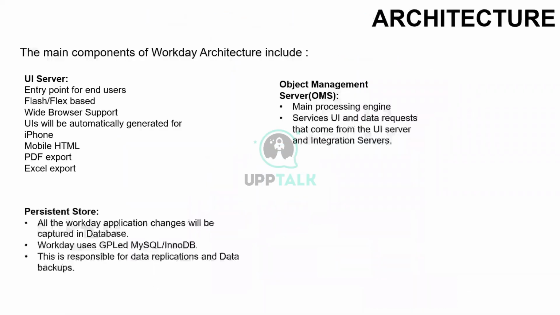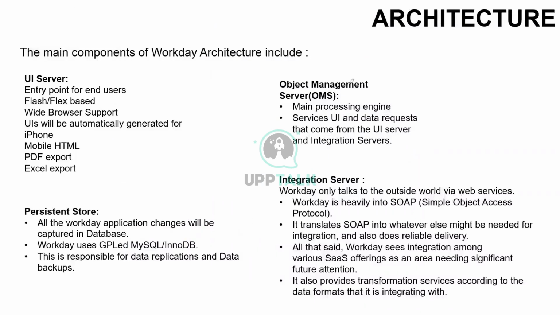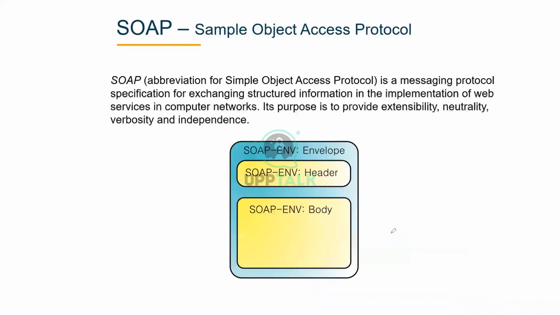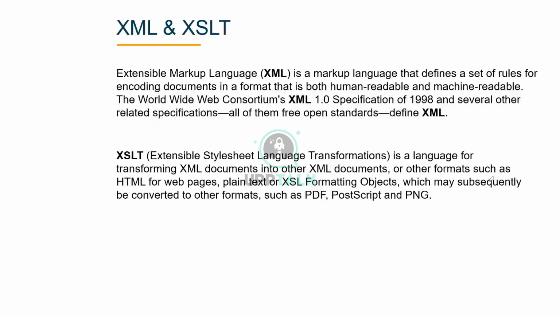Four main components: the UI server, the OMS engine, the integration server, and the persistent store. For all the integrations, Workday uses SOAP. SOAP is based on XML, with XSLT for transformation and data sync. This is how the SOAP envelope is set up. SOAP has the envelope, the header, and the body for each message.